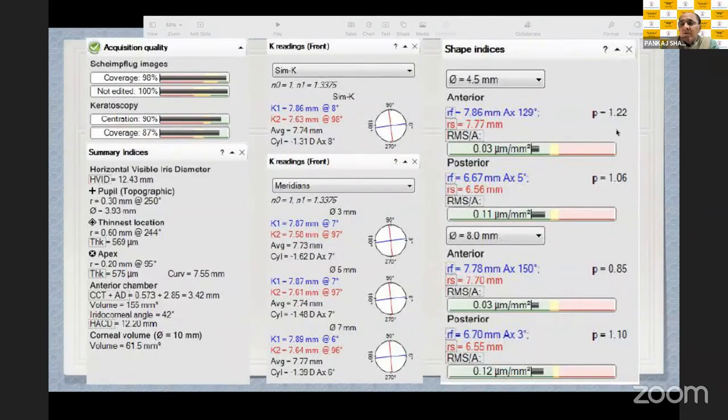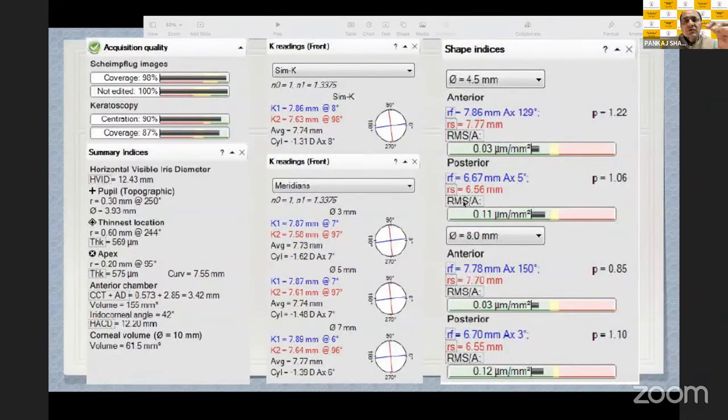Here we have an option over here that we can have either the P or Q value or the E value. We can change it according to our own preference. We can have the Q values here. Then it gives the RMS. There is one difference in Sirius: it not just gives the RMS, it gives RMS per area.